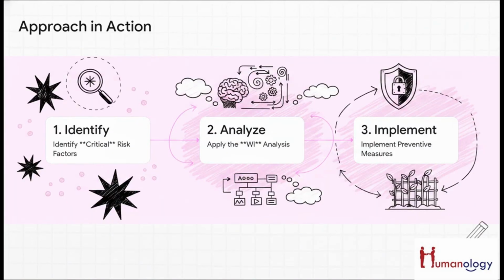Now, what's really great about this is how it breaks this whole idea down into 3 simple, actionable steps. First, you identify the truly critical risk factors. We're not talking about every little detail here, but the big stuff that really matters. Second, you apply that weakness identification analysis to dig deep. And third, you implement targeted preventative measures based on what you found. It's a super clear path from threat to solution.